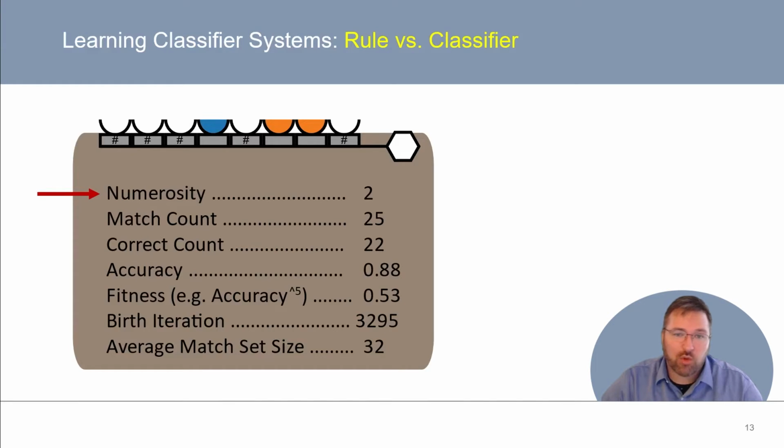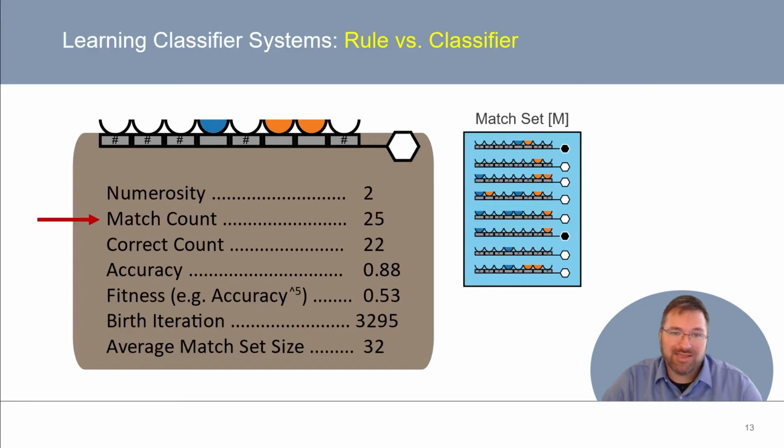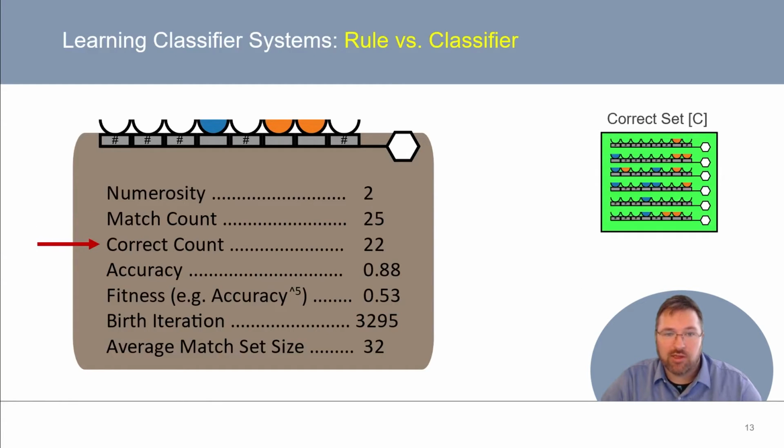Since LCSs don't allow multiple copies of the same rule to exist in the population, whenever a mechanism tries to add a rule that already exists, the numerosity of the existing rule is increased. And if that rule is ever chosen to be deleted, this numerosity is decreased, but only when the numerosity of that rule reaches 0 is the rule entirely removed from the population. Next, there's match count. This simply tracks the number of times that a rule has been included in a match set over the course of learning. Then there's correct count. This tracks the number of times that the rule ended up in a correct set.